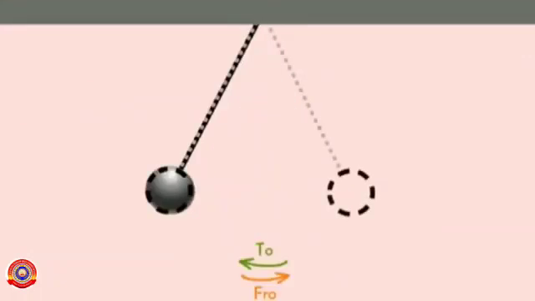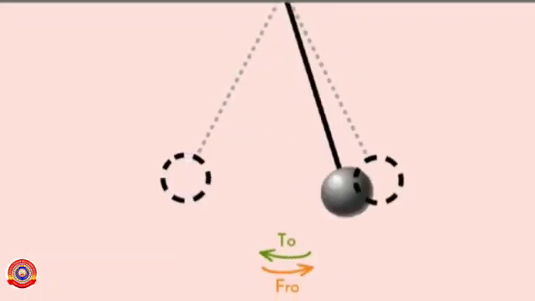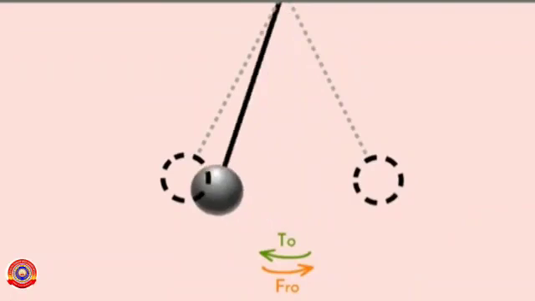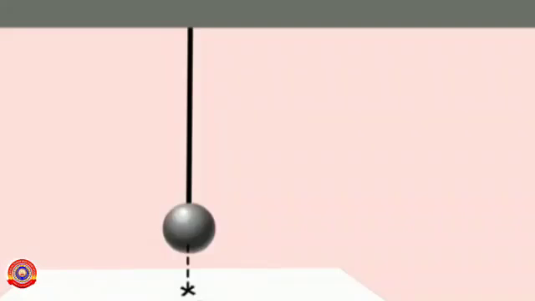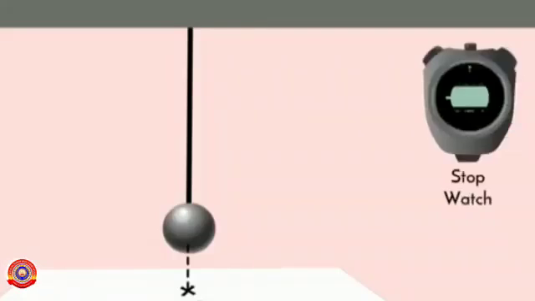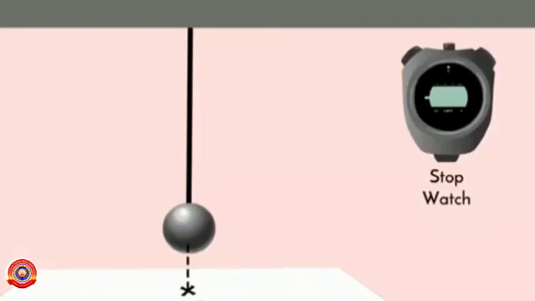The number of oscillations made by the simple pendulum in 1 second is its frequency. The unit of frequency is Hertz. Frequency F equal to N divided by T, where N is the number of oscillations and T is the time. It is difficult to measure the move in 1 second. Here is a method to find the frequency of the pendulum.